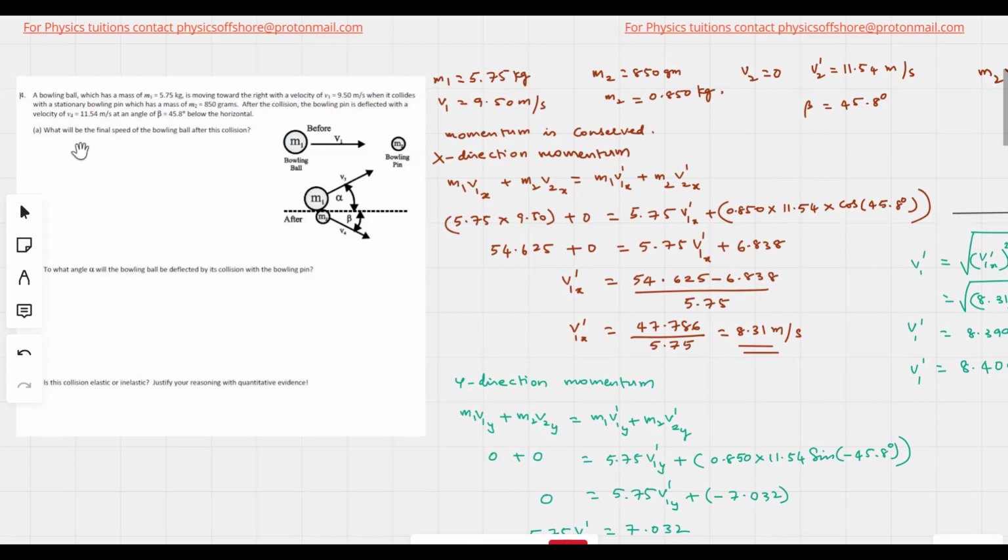A bit. What will be the final speed of the bowling ball after this collision? B bit. To what angle alpha will the bowling ball be deflected by its collision with the bowling pin? C bit. Is this collision elastic or inelastic? Justify your reasoning with quantitative evidence.